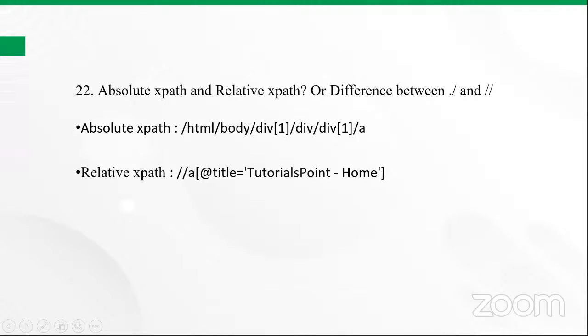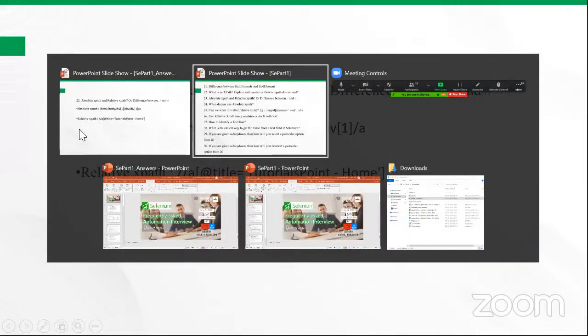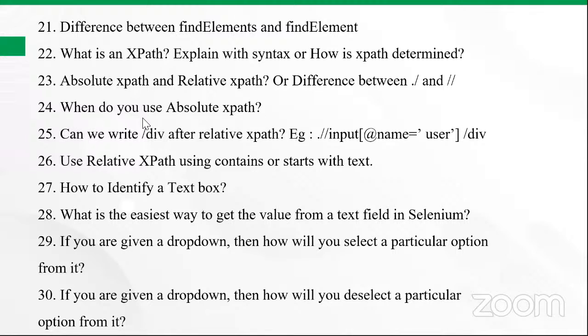Okay, we can move on to the next topic. So when do we use absolute XPath? I told you that we rarely use absolute XPath, but there are cases where we use it. It is when we cannot directly reference an element. In that case, if an element cannot be directly referenced, then we use absolute XPath.